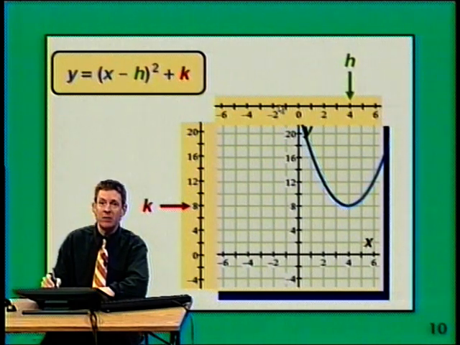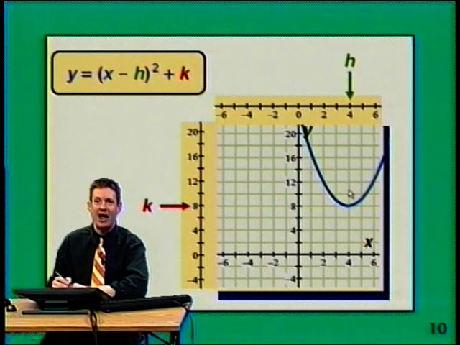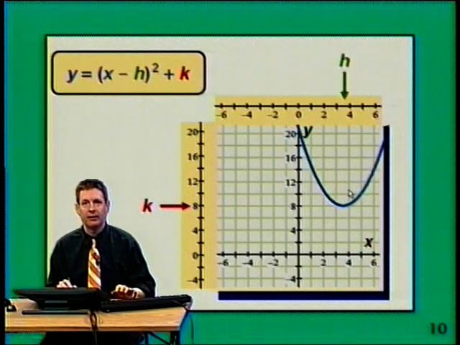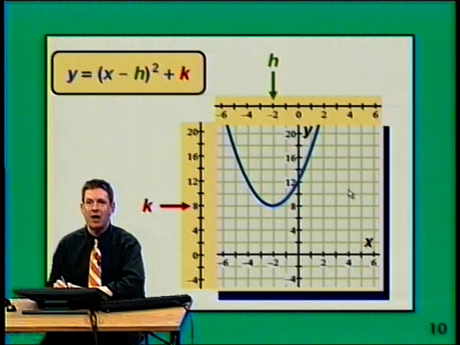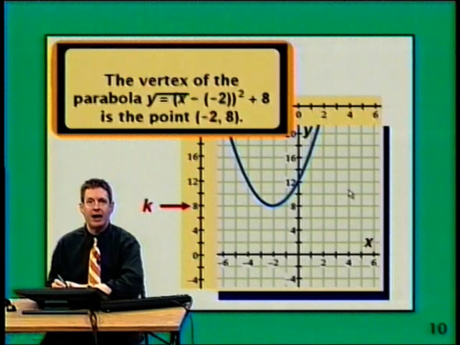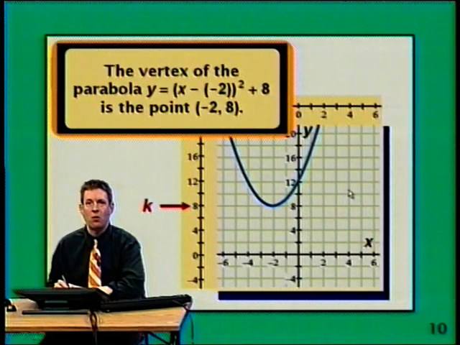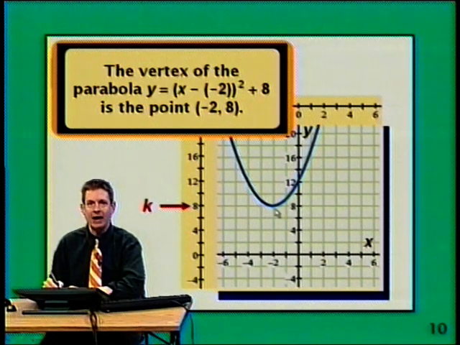Now I'm going to take h and I'm going to move it to the left along the number line. I think I'm going to move it to negative 2. Let's see what happens to the vertex of the parabola. It moves right along with h, and I end up with the vertex of the parabola y equals x minus negative 2 quantity squared plus 8 is the point negative 2, 8.